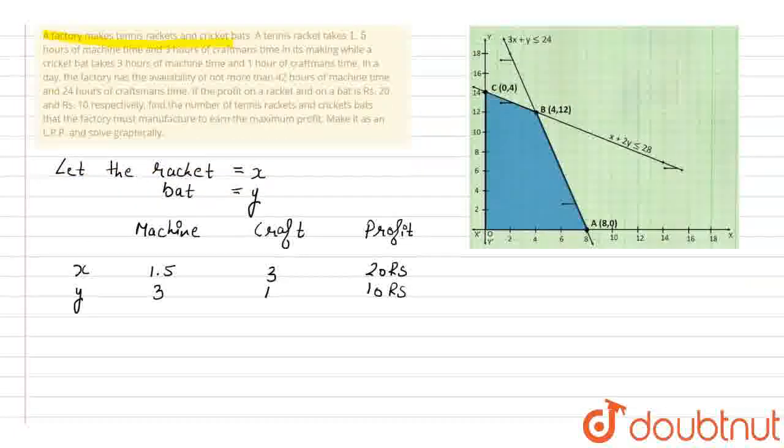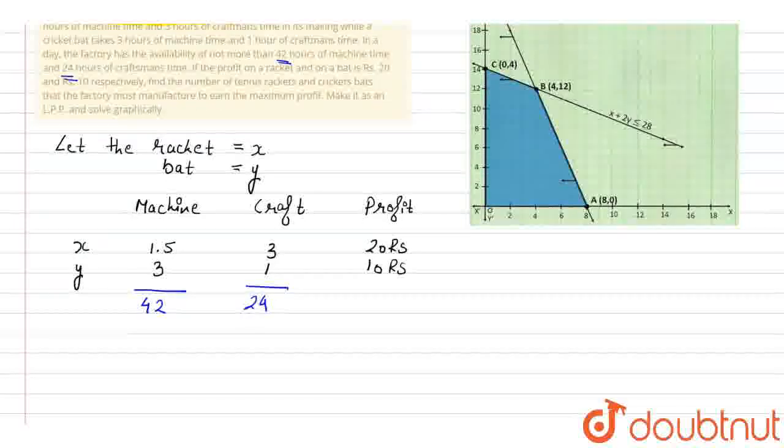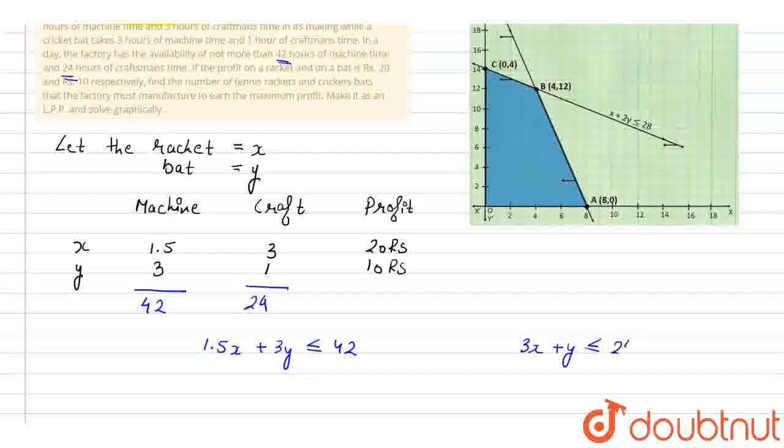Now according to the given table, we'll be making out the equation. Now we are also given that the machine works for 42 hours and the craftsman works for 24 hours. So according to this, we have 1.5x plus 3y is less than or equal to 42, and the second equation is 3x plus y is less than or equal to 24.